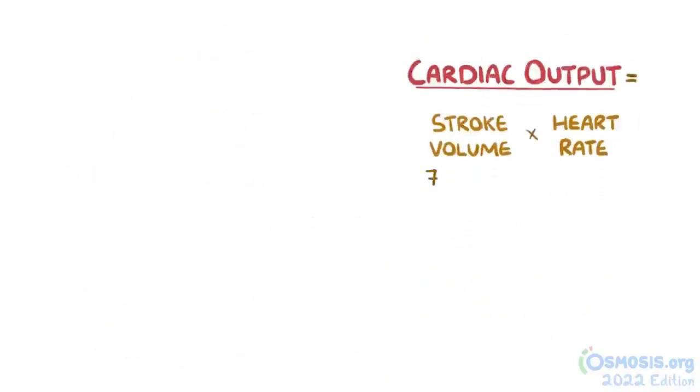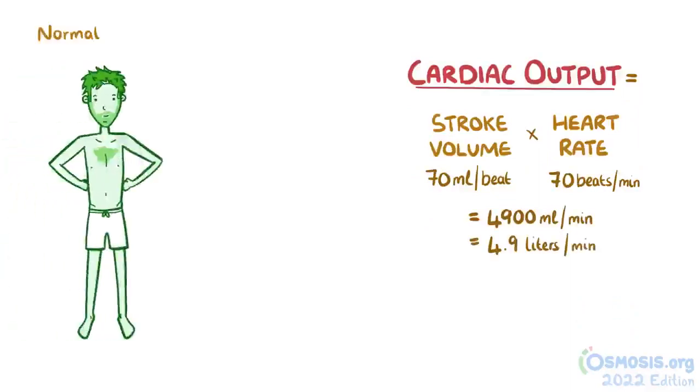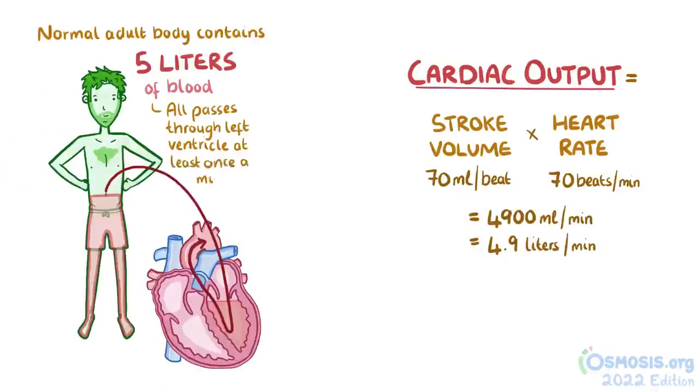Using the stroke volume of 70 milliliters a beat and a resting heart rate of 70 beats a minute, cardiac output is 4,900 milliliters a minute, or 4.9 liters per minute. Now remember that a normal adult body contains approximately 5 liters of blood. So this means that every last drop of blood travels through the left ventricle at least once every minute.